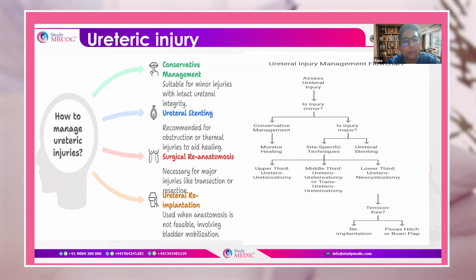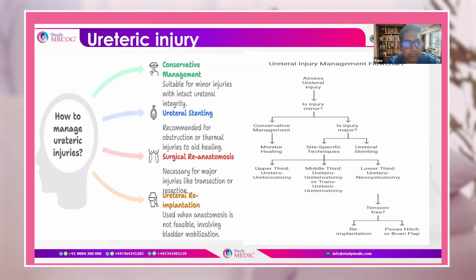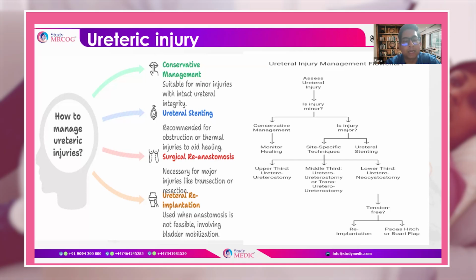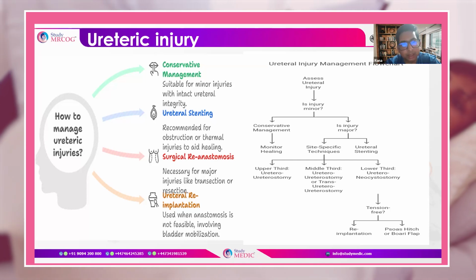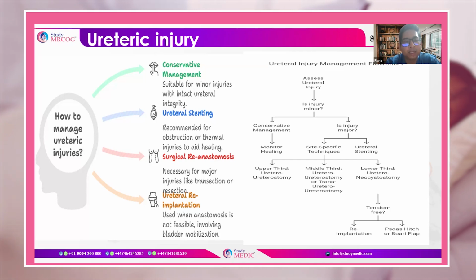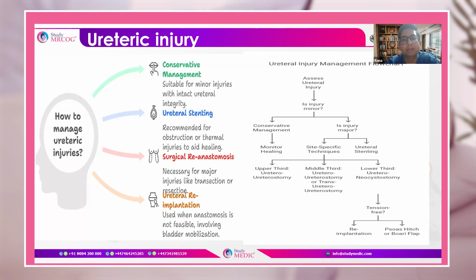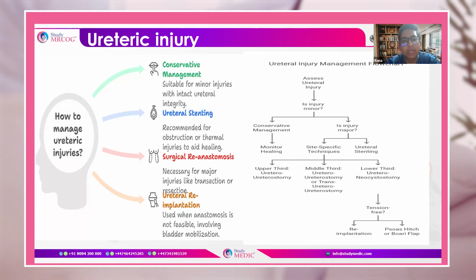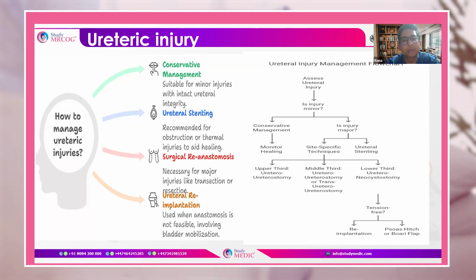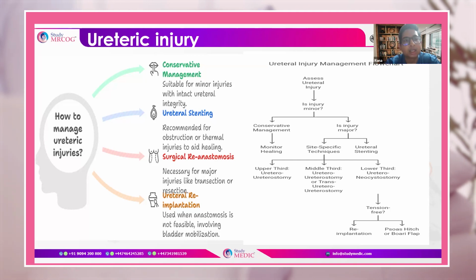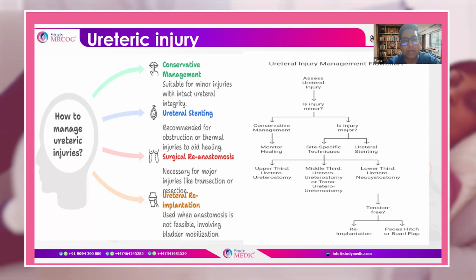Now, depending upon where the injury has occurred, your repair or management will depend on that. Of course, primary repair is the best thing if you can identify the injury during the operation, and you can avoid a lot of complications if you can identify the urinary injury during the primary surgery.